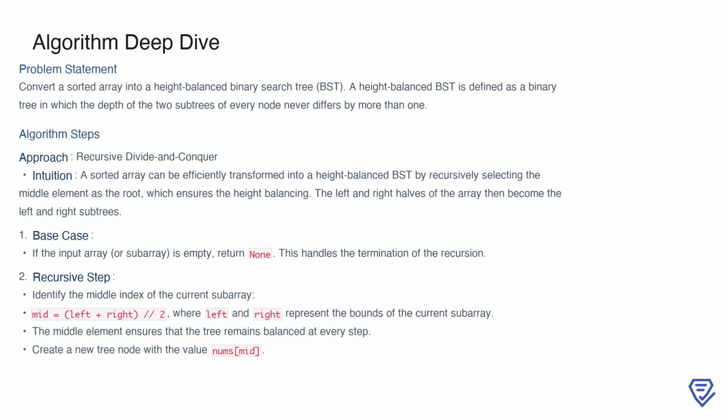The algorithm begins with a base case: if the input array or subarray is empty, we return none. This stops the recursion when there's nothing left to process. For the recursive step, we calculate the middle index of the current subarray, which is determined as (left + right) // 2. This middle element becomes the value of the root node for the current subtree. By constructing nodes in this manner, we guarantee the tree's balance at every level.